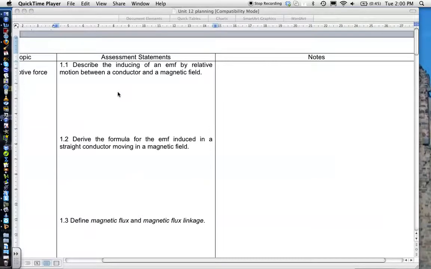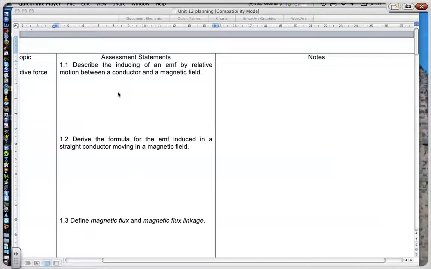In this presentation, I'm going to be looking at this part: derive the formula for the EMF induced in a straight conductor moving in a magnetic field. We will need to call on information and knowledge that we already have about the electric field strength and about a charge moving through a magnetic field.